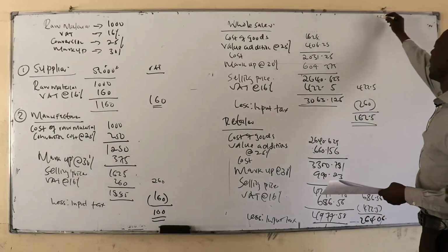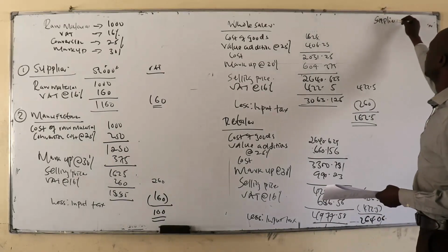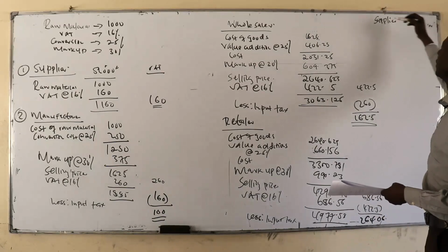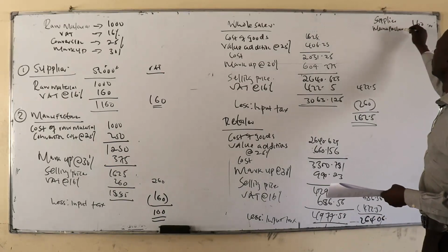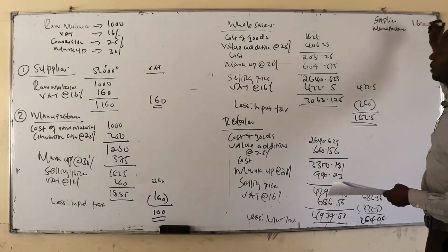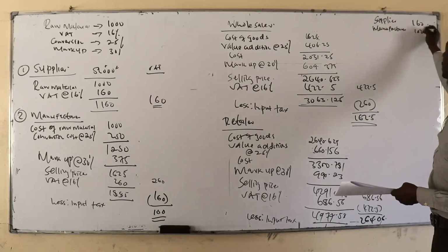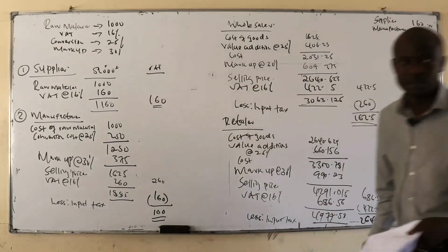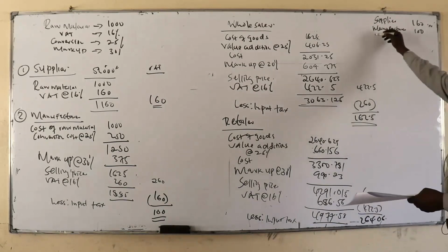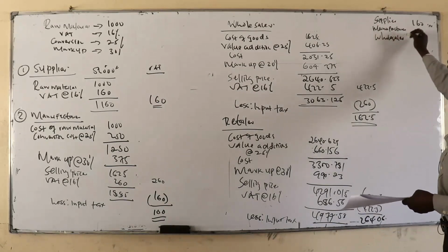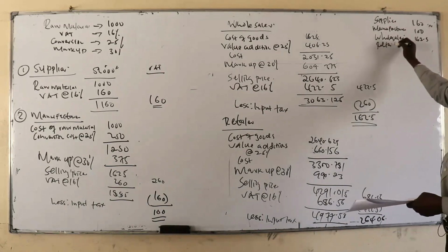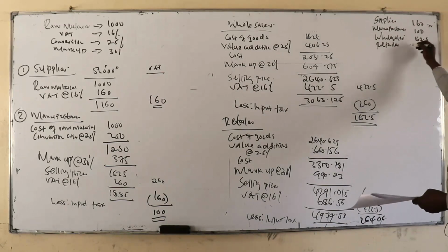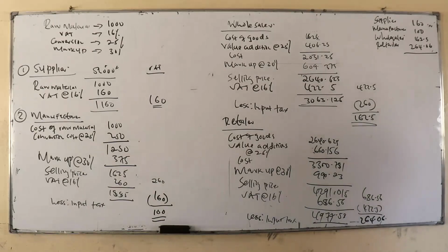So here we have supplier. Supplier is paying how much? Supplier is paying 160. Manufacturer is paying how much? 100. Wholesaler 162. And then retailer 264 point total. This is the total amount from that.